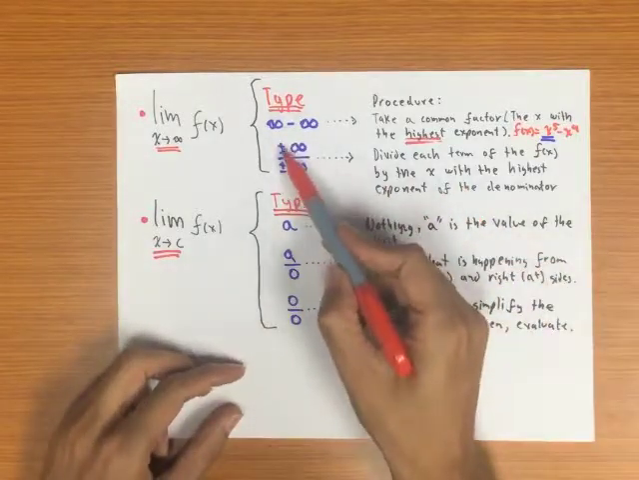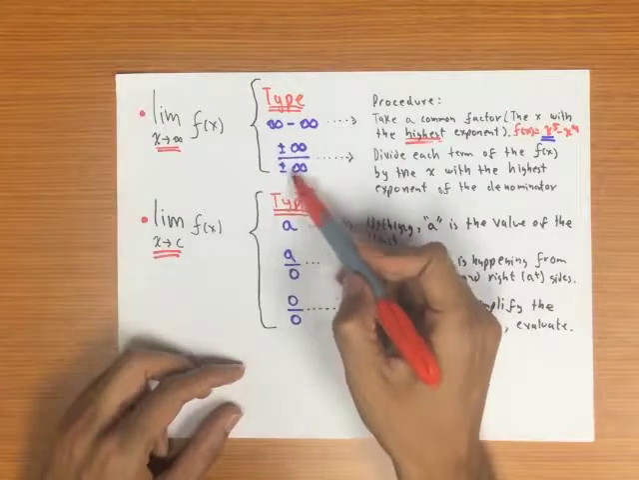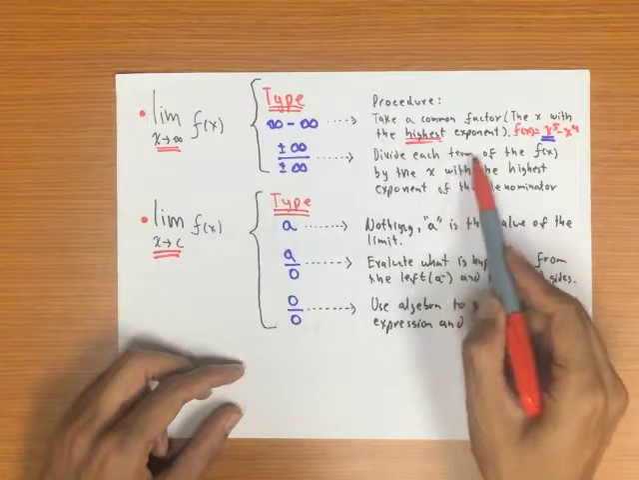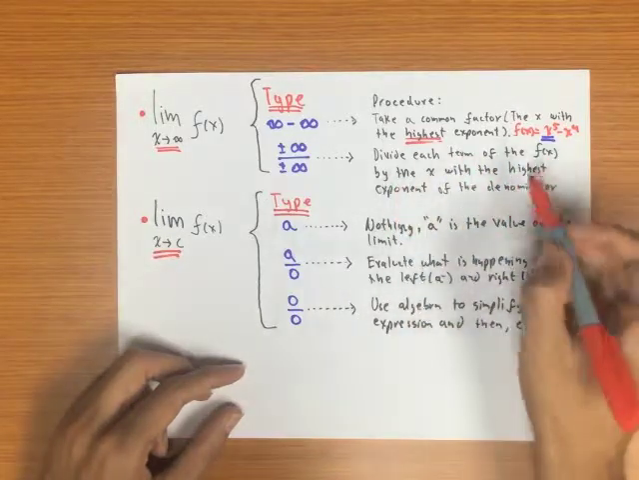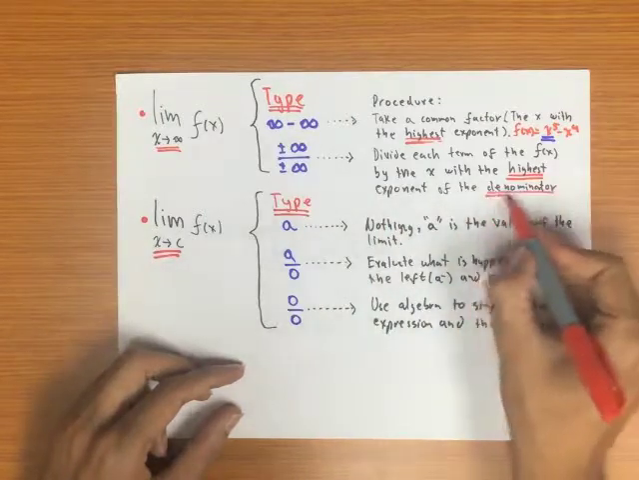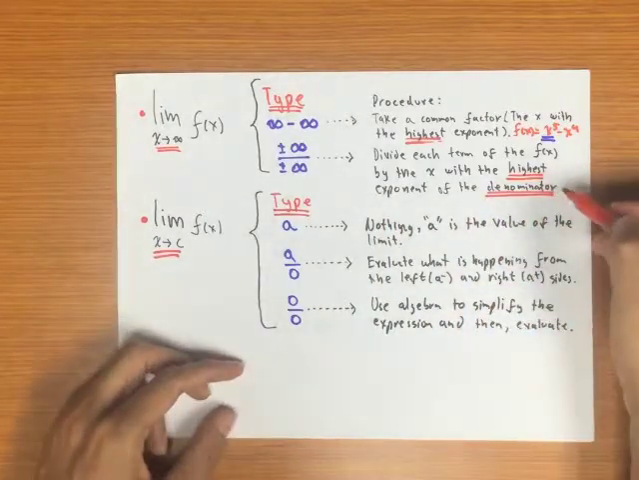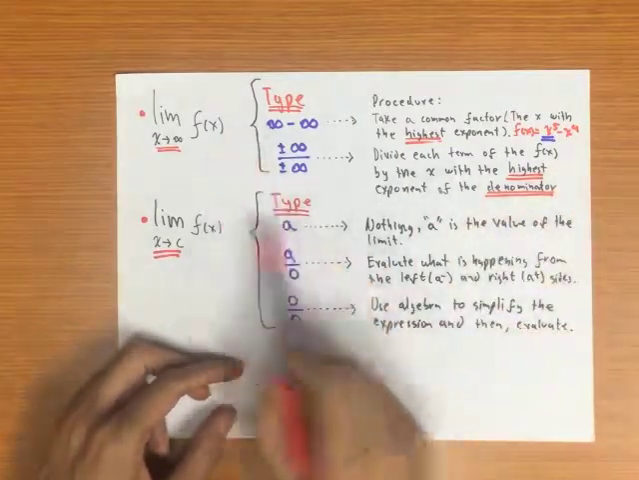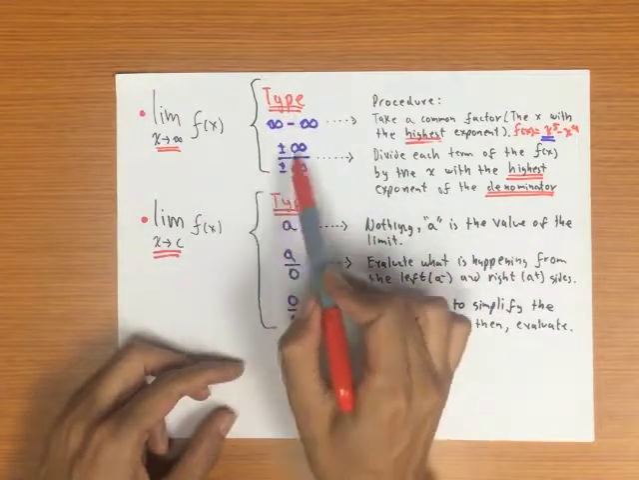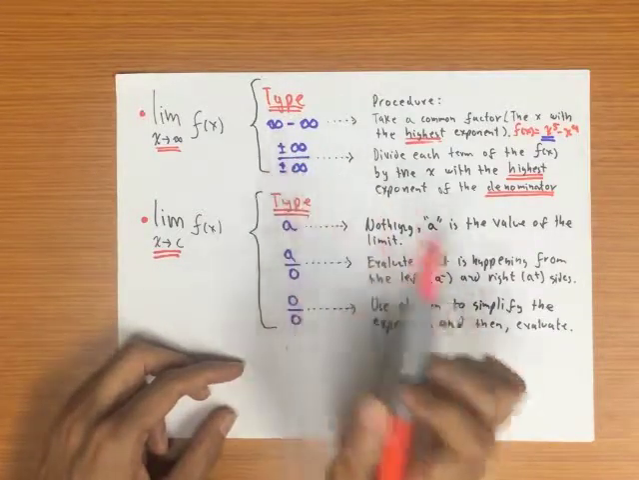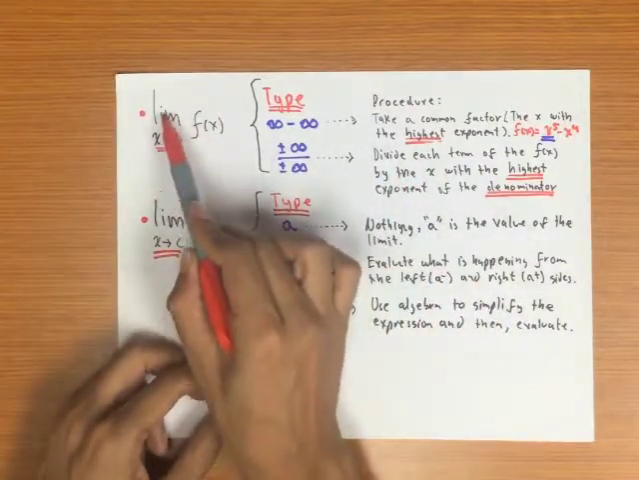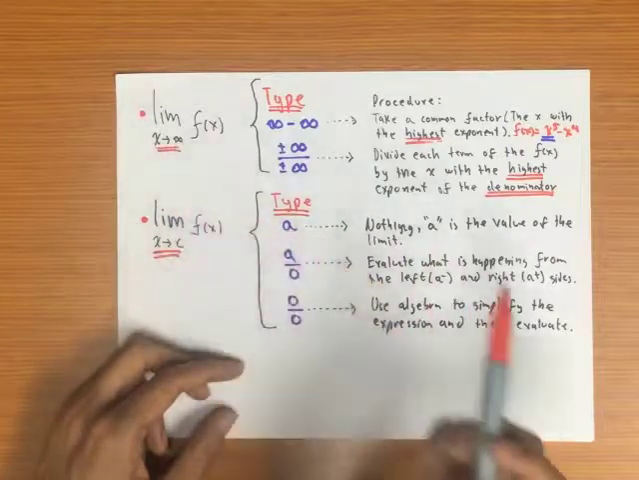Then for the type infinity over infinity, plus or minus infinity over plus or minus infinity, we have to divide each term of the function by the x with the highest exponent of the denominator. This is a relevant thing to remember here. These are the two procedures when you have the types infinity minus infinity or plus minus infinity over plus minus infinity. And those procedures belong to the category of limits when x approaches infinity.